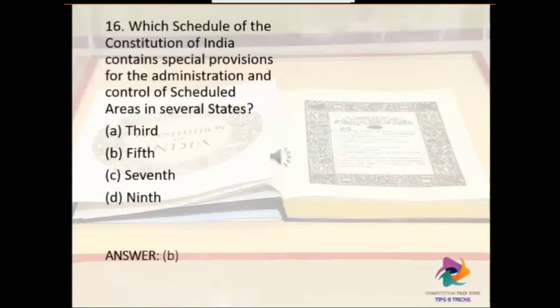Number 16. Which schedule of the Constitution of India contains special provision for the administration and control of scheduled areas in several states? A. 3rd, B. 5th, C. 7th, D. 9th. And the correct option is B. 5th.